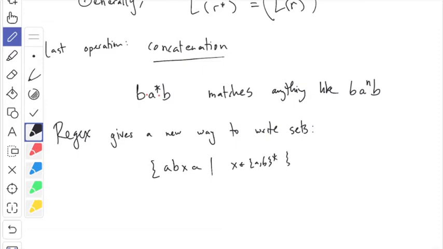How could we write this as a regular expression? This set is the language of this regular expression: A, B, (A plus B) star, A. This is a regular expression which begins with A, followed by B, followed by anything. That's what (A plus B) star means, any string made up of A's and B's, and then followed by A at the end. So this is a regular expression for the same set up there, all right?